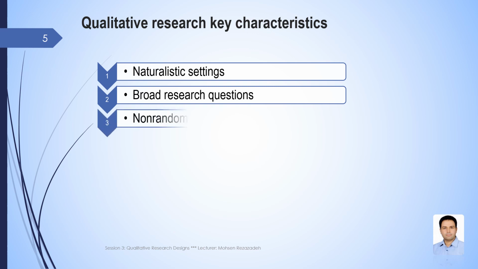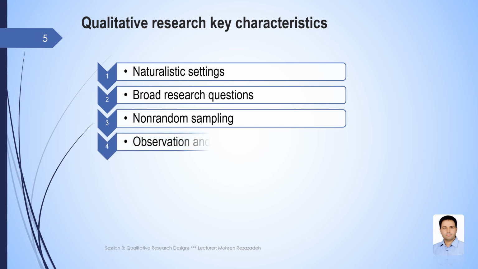Next is non-random sampling. Participants in qualitative research are usually selected through non-random methods because we want individuals who have enough information, who have information vital to the questions being asked. So this is why non-random sampling is another key characteristic of all qualitative research.